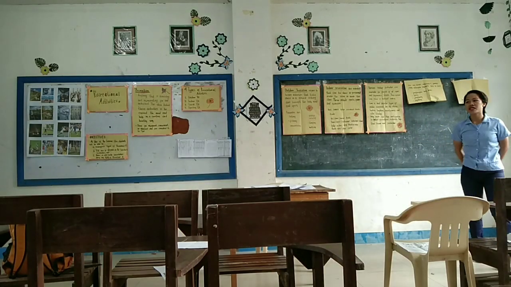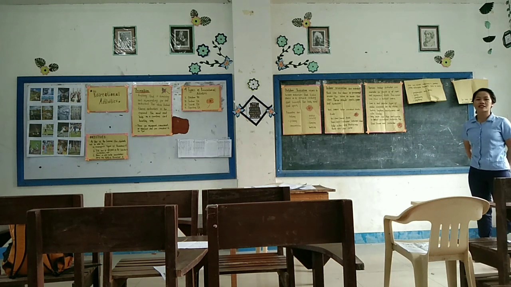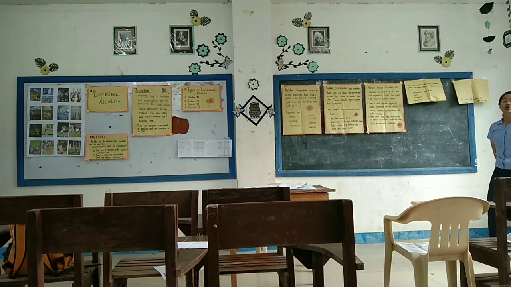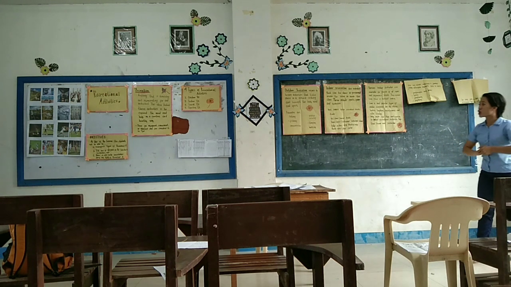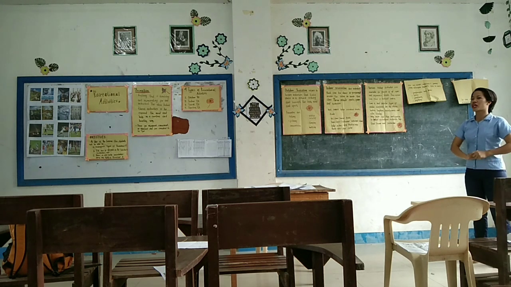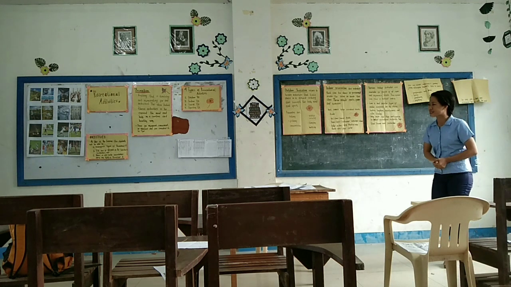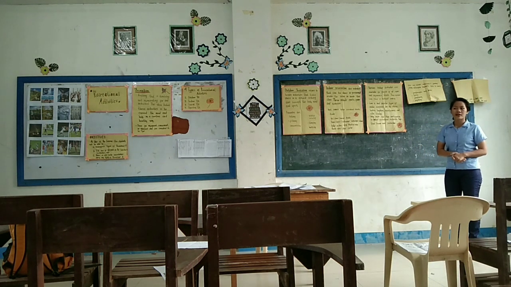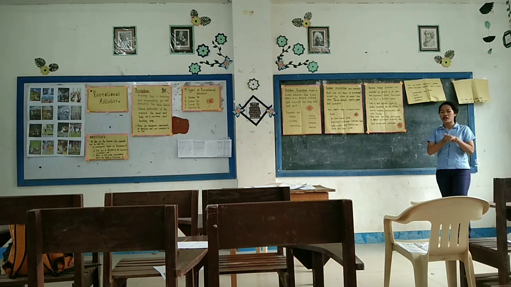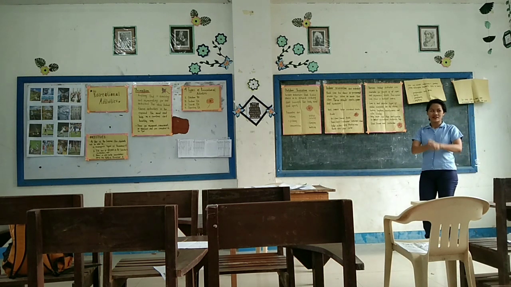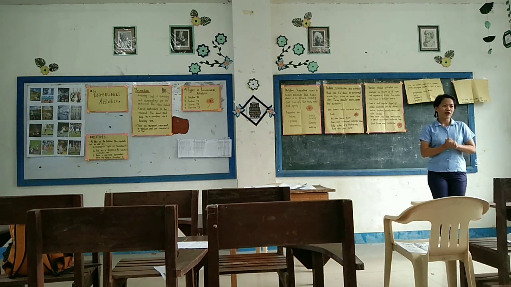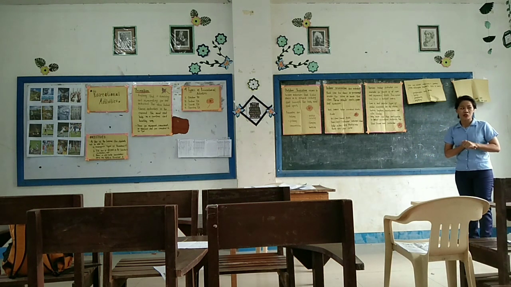So we are done with the two types of recreational activities, the indoor and the outdoor. And now we're moving on to our third type of recreational activities. What is the other type of recreational activities, class? Oh, social recreational activities. It seems that you are very active this morning.